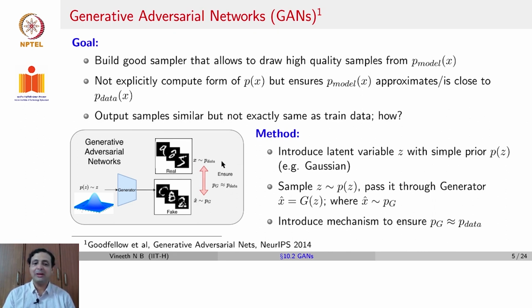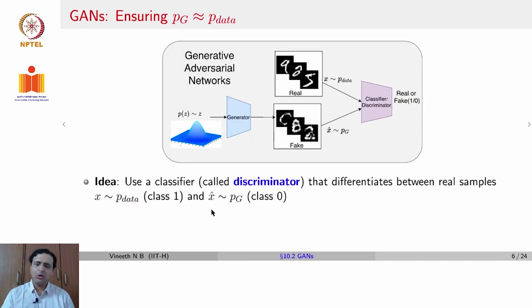The challenge in implementing this is that we are not imposing any particular parameterization on PG or P data. So we have to find a way to ensure that PG becomes close to P data without knowing what kind of distribution it is. Remember here, the Gaussian is only an input vector. We are not assuming any Gaussian or any parameterization on your P data and PG distributions. So how do we go about ensuring that PG is more or less close to P data?